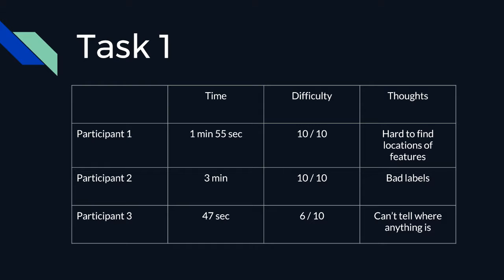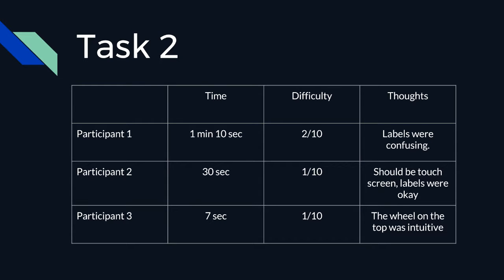For task 1, participants took a little bit longer than for other tasks, and difficulty was rated 10 out of 10 and 6 out of 10. They thought it was hard to find locations of features, and it took time because of bad labels, and they couldn't tell where anything was.